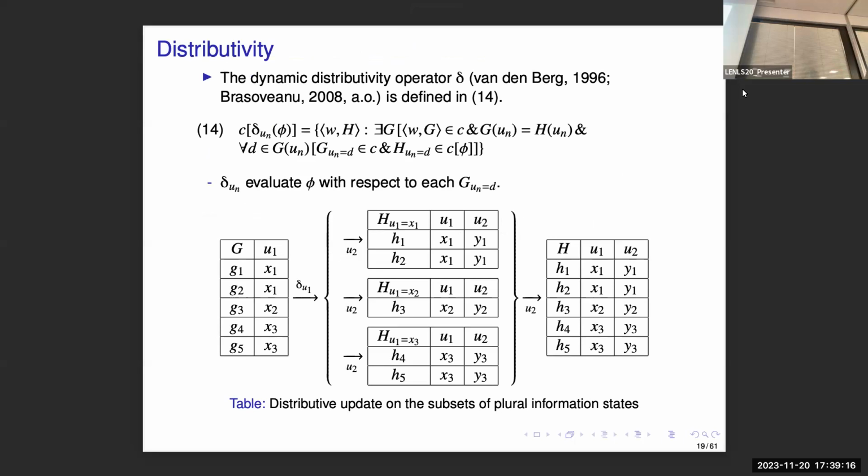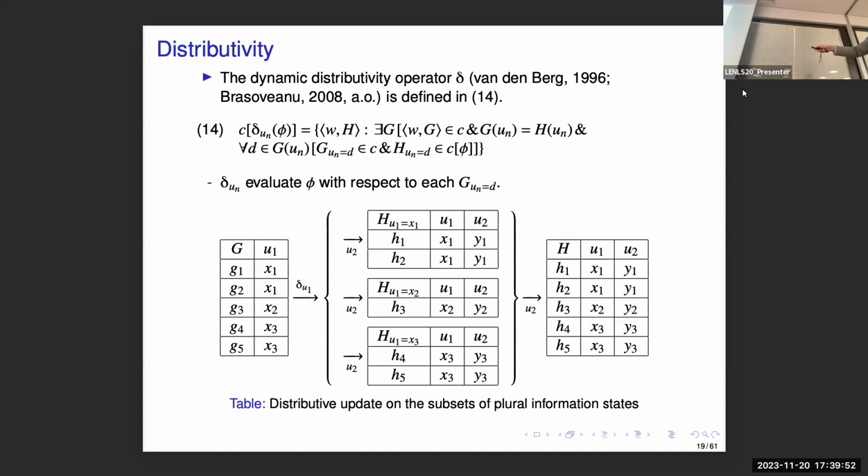And the last bit, well, not the last bit, but the last housekeeping part. This is the distributive operator delta, and in short, this will distributively evaluate phi with respect to subsets of the plural information state. So imagine G stored x1, 2, 3 on U1, and this will split this into 3 subsets based on the value of U1. And phi is evaluated with respect to this and this and this.